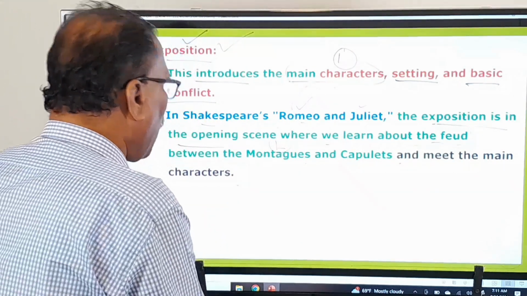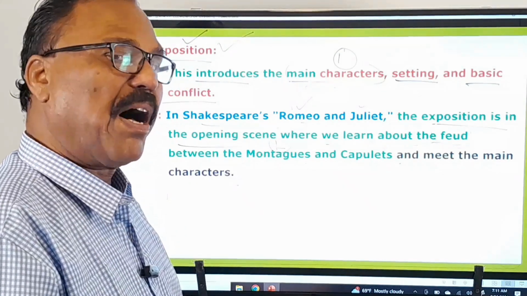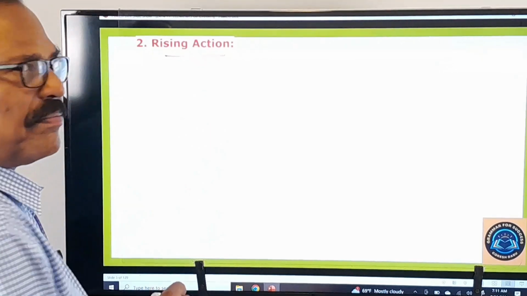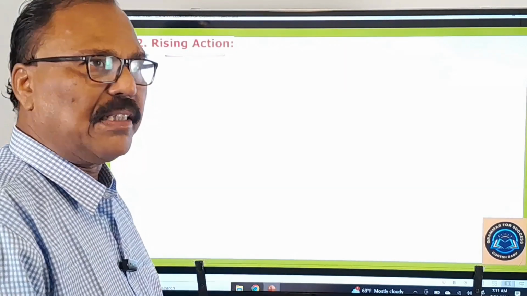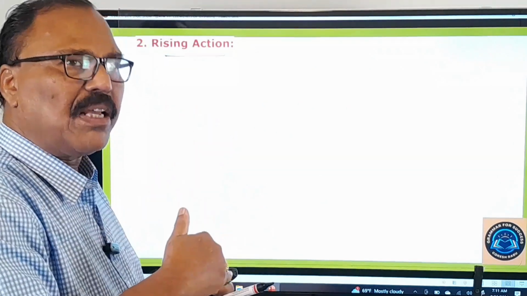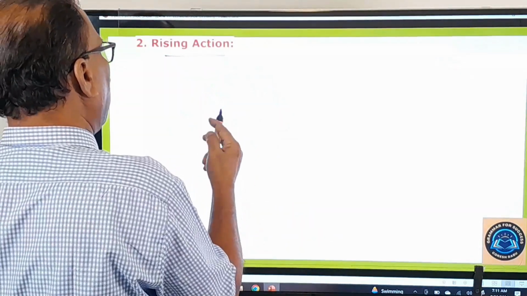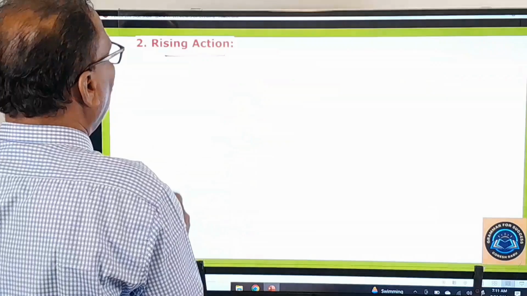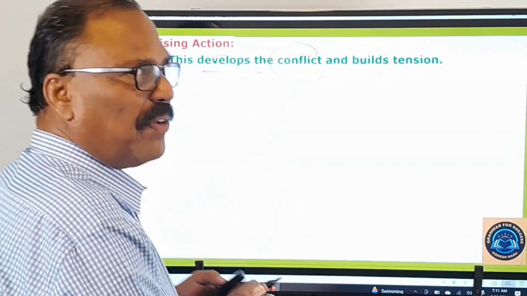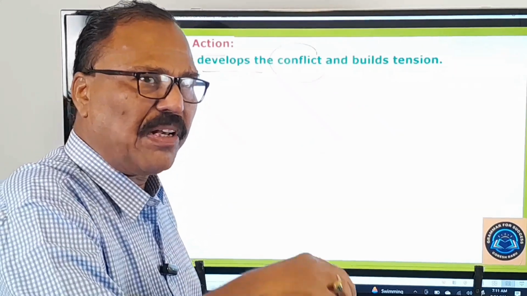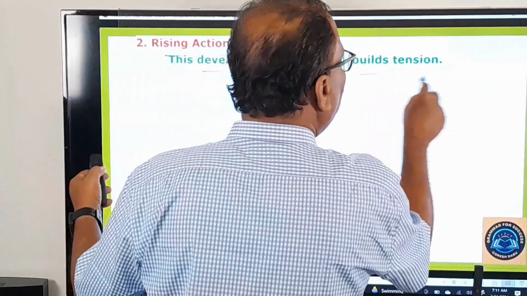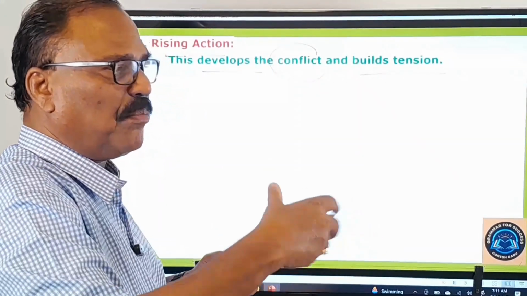Now we go on to learn about the next part of the drama. The second one is rising action. This word itself tells you that the action is rising or moving forward. The action in the drama is moving forward. What happens in this? This develops the conflict. The conflict introduced in the exposition will move forward and build tension, and that conflict will move on and on.